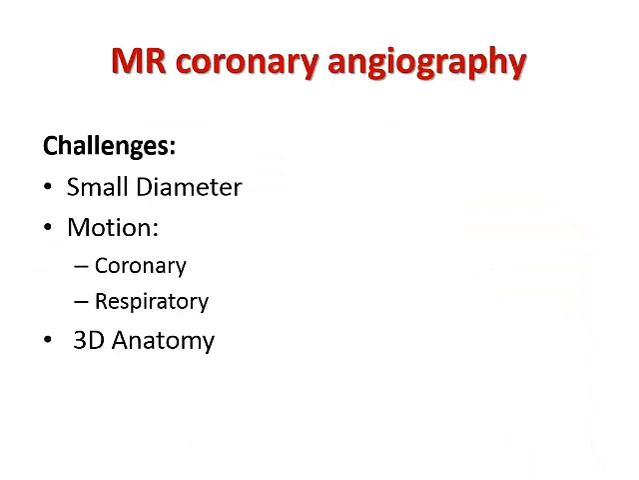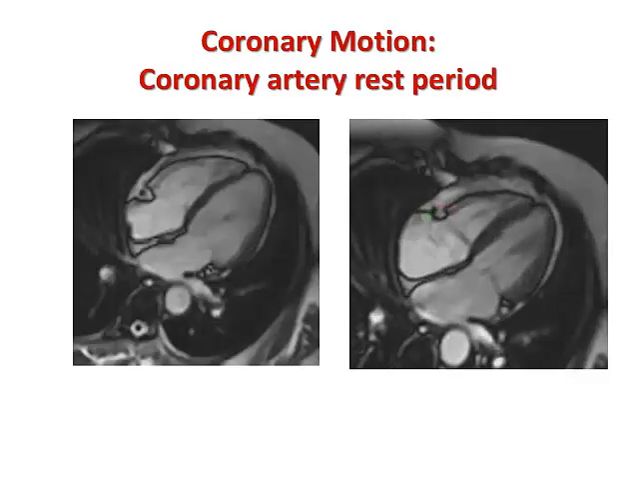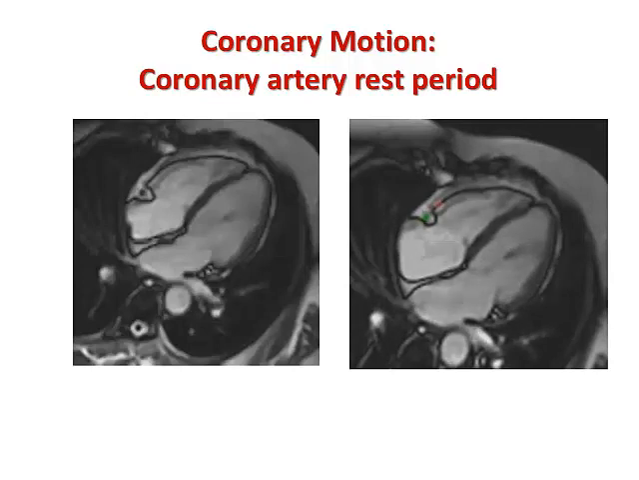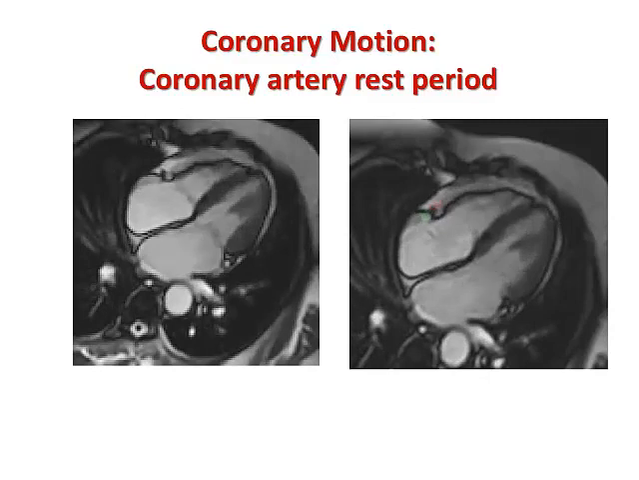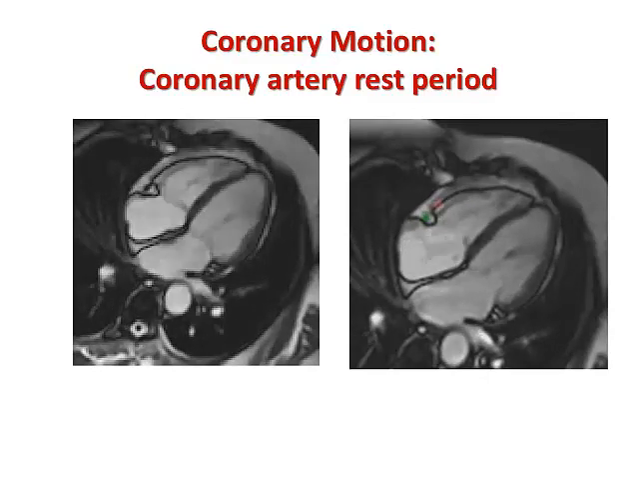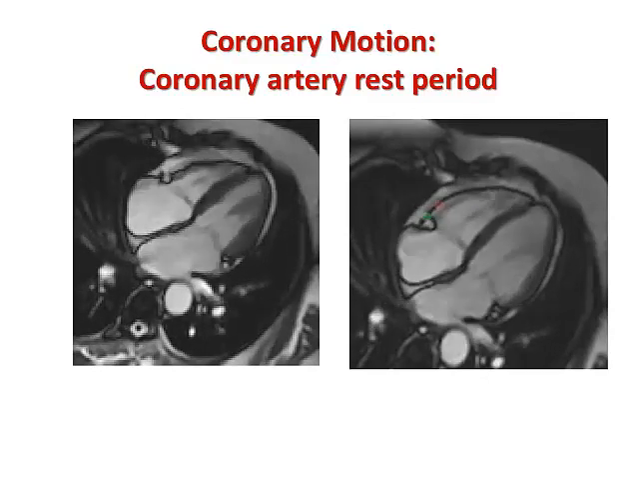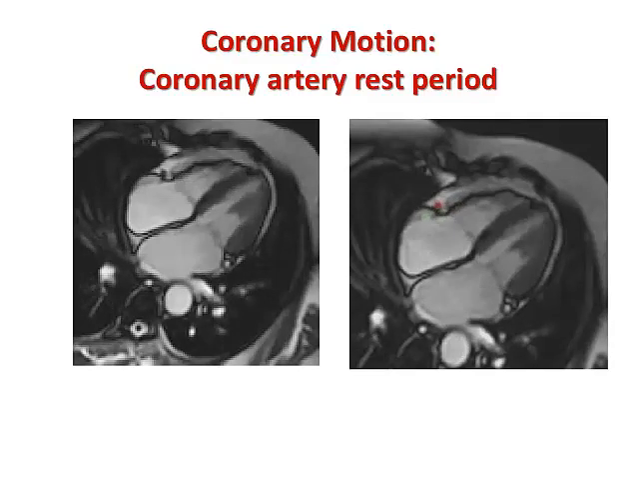The challenge with MRI coronary angiography is that we have relatively small coronary artery diameters. We have motion artifacts because of the coronaries and the respiratory motion. We are able, using MRI, to prospectively define the rest period of the coronary artery. As we can see, at end diastole, just concentrate on this green point, the coronary artery does not move at diastole.